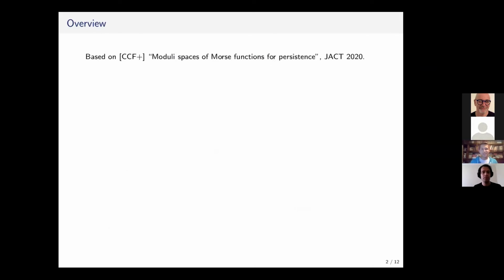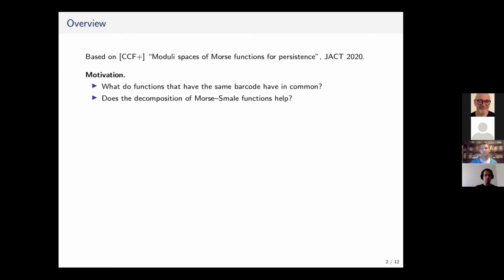So as I mentioned, this is based on our paper, Moduli Space of Morse Functions for Persistence, in the Journal of Applied and Computational Topology, published this summer. So the motivation that we started out with at the conference was we were wondering, what do functions that have the same barcode have in common? The idea being that the barcode is a fairly simple thing. It's very easy to use, but we wondered what's hiding behind it. Like what does it ignore? What doesn't it see? And we wanted to look at that from the context of Morse Smale functions, because they have a very nice decomposition and there's some cool combinatorics going on.